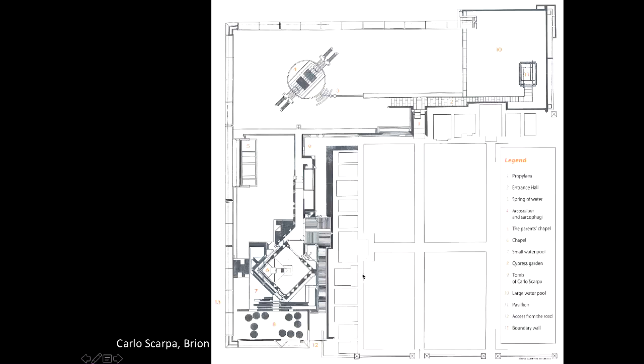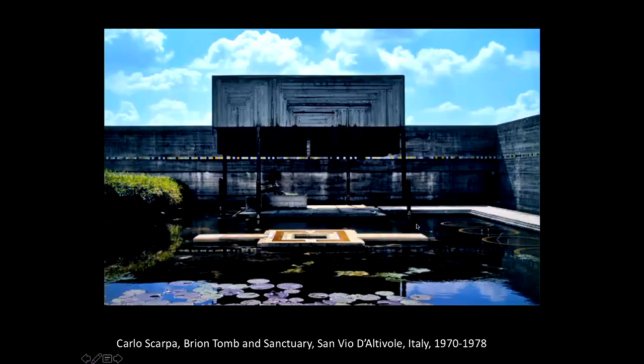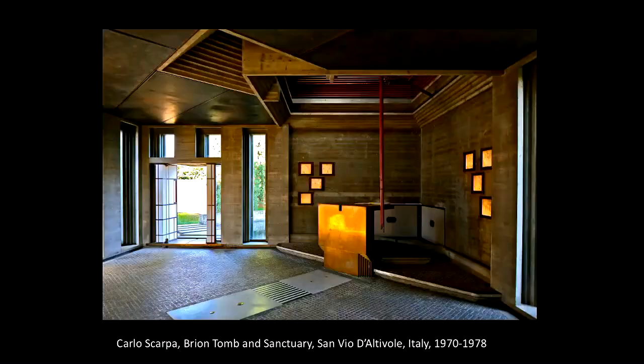And here you can see how large this complex is, where there's a pavilion and garden and courtyard, chapel, and then there's the parents' chapel. Here are some images of that pond, in which the garden, this L-shaped building, is surrounding this courtyard. Here are some images of the interior spaces. Now this is one of Scarpa's later works. We're going to go back in time and show you some of his earlier works.